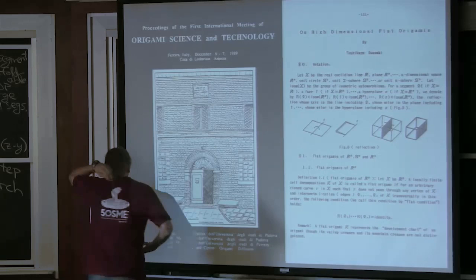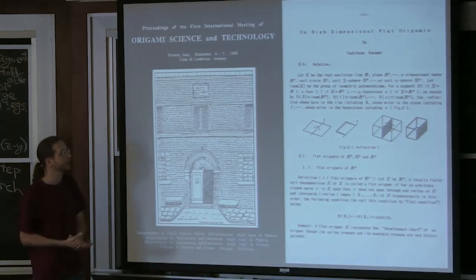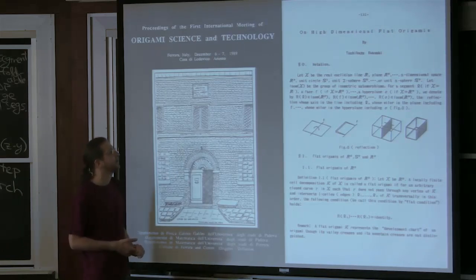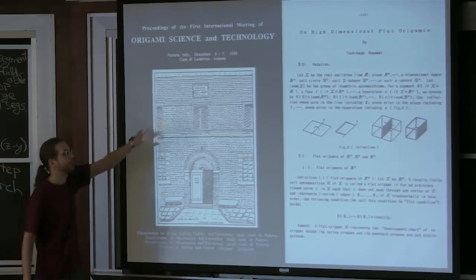And this t-shirt is from the latest one, which was in Singapore 2 years ago, I think, 2010. Next one is in a year or 2 in Japan. So this was the very first one. This is before my time.